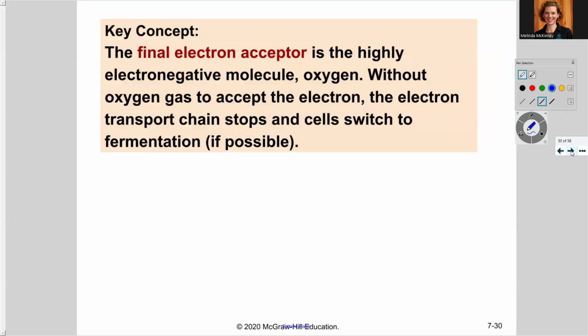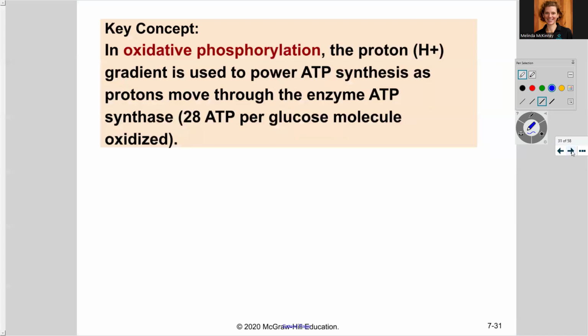The final electron acceptor is the highly electronegative molecule called oxygen. Without oxygen gas to accept the electrons, the electron transport chain stops and cells will switch to fermentation. So that oxygen at the end is essential, or we're going to switch over to fermentation, which is not going to give us as much energy. And we'll talk about that in the future.